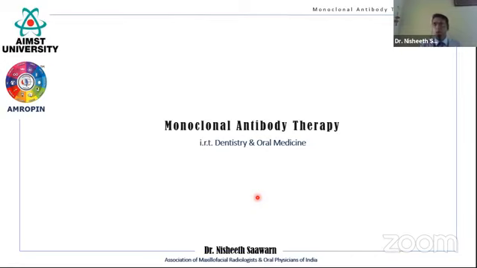Among immunotherapy, monoclonal antibody therapy is one of the modes of immunotherapy. Today we'll discuss monoclonal antibody therapy in brief, especially pertaining to dentistry and oral medicine, because it is a very vast topic. So we'll confine ourselves mostly to dentistry and oral medicine.